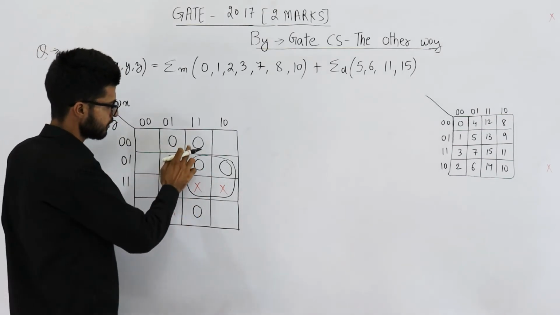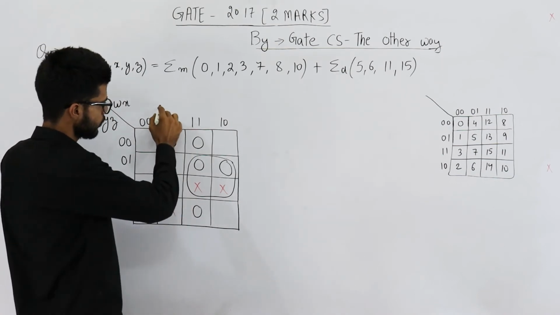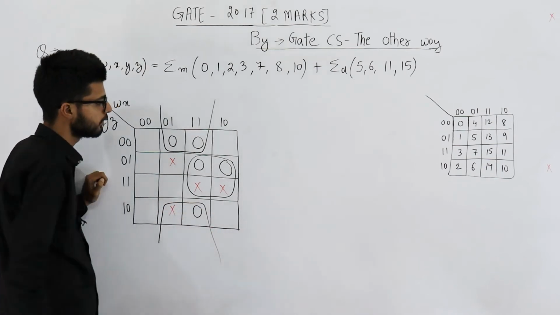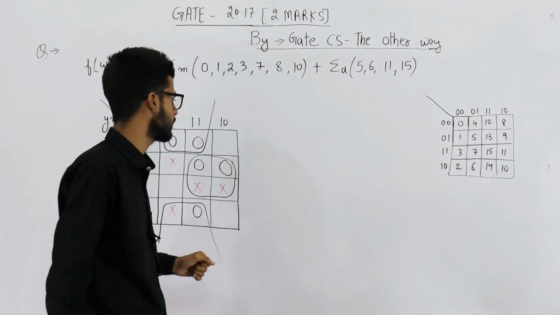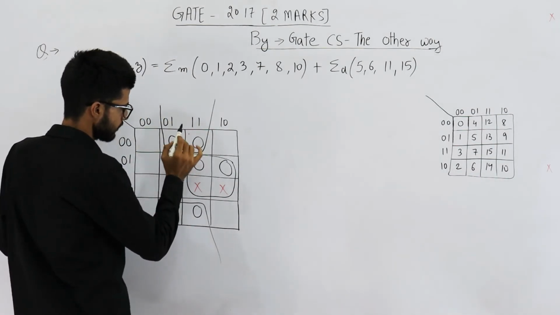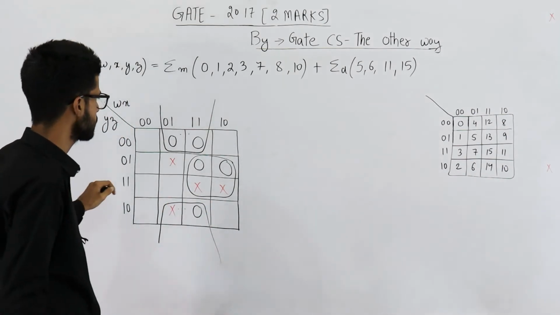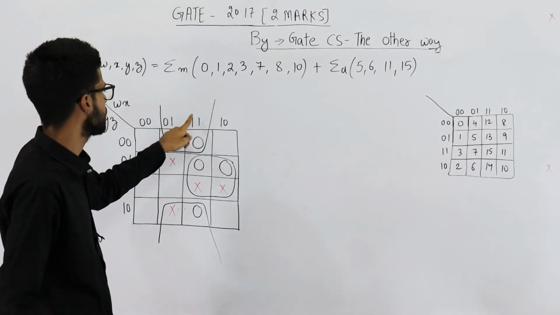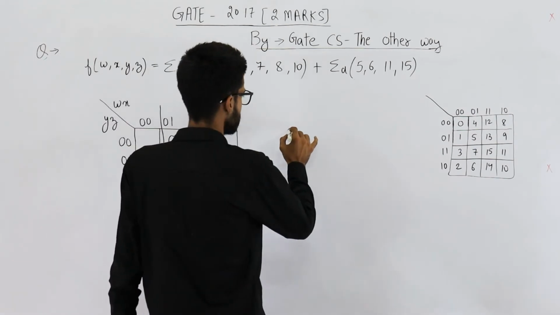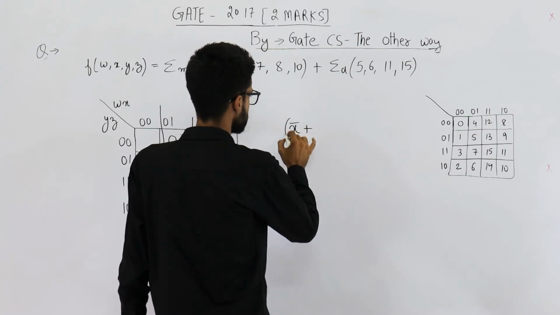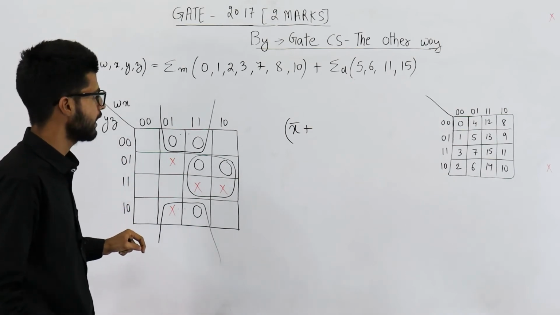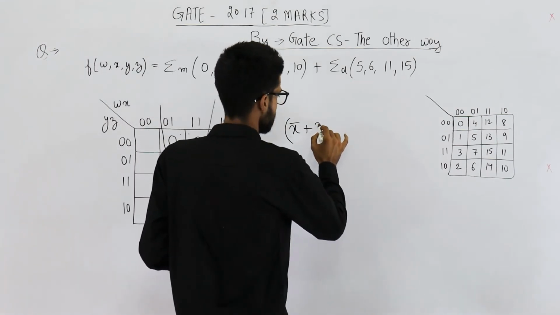Now you can see these 3 cells are left. To include these 3 zeros, you can have a group of 4 like this. So these are the 2 groups. Let's now write down the POS form. For these 4 cells, you can see the value of X is the same. X is 1 for all the 4 cells. So this will be X bar plus, the value of Z is also the same for both of them and it is 0. So X bar plus Z.